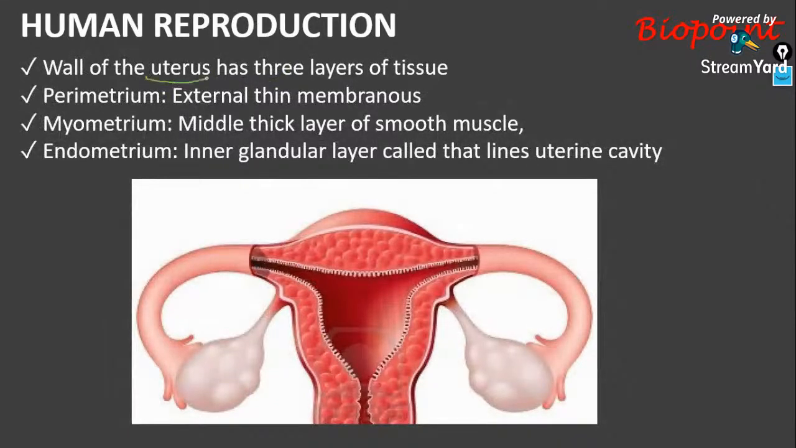The uterus has three main layers: perimetrium, the outermost layer; myometrium, the middle layer; and endometrium, the inner glandular layer. So the inner glandular layer is known as the endometrium, the middle layer is known as the myometrium, and the external thin membranous layer is called the perimetrium. During the menstrual cycle, the endometrial lining gets destroyed.